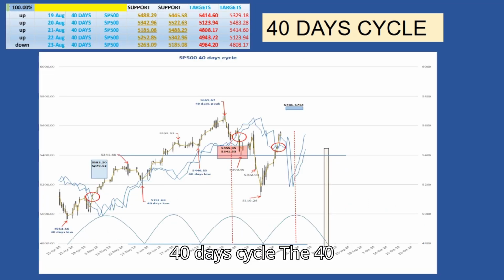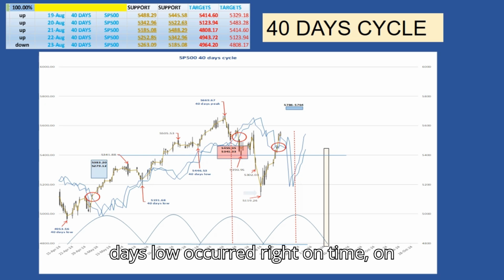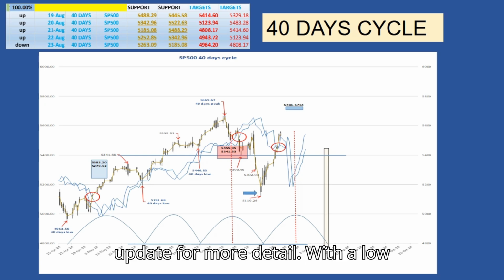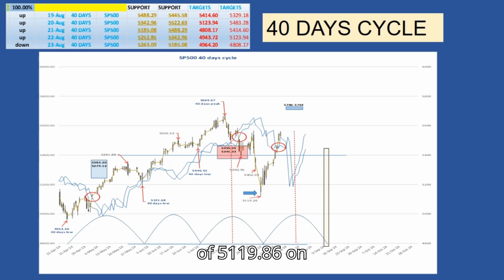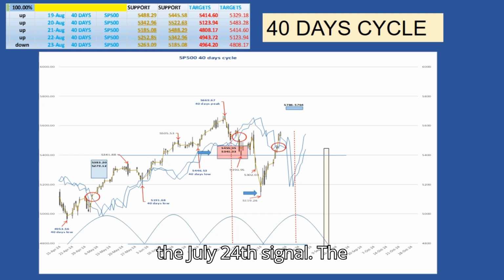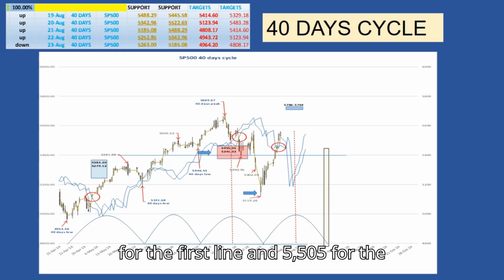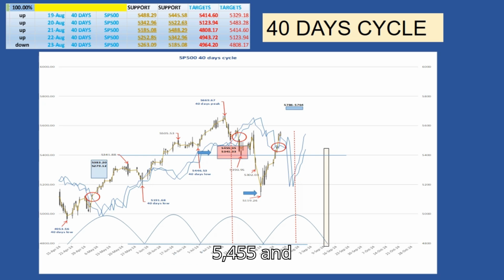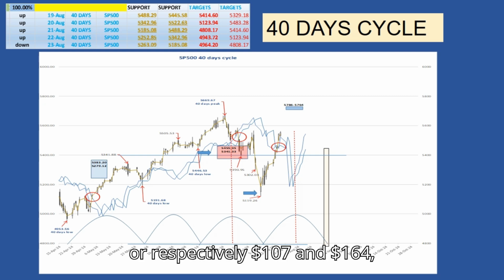40-day cycle. The 40-day low occurred right on time on August 5th. See my previous update for more detail. With a low at 5,119.86 on August 5th, the SP 500 met and exceeded the target zone from the July 24th signal. The crossing occurred at 5,562 for the first line and 5,505 for the second line, providing a downside potential target zone between 5,455 and 5,341, or respectively $107 and $164, or between 1.93 and 2.98% of potential profits.